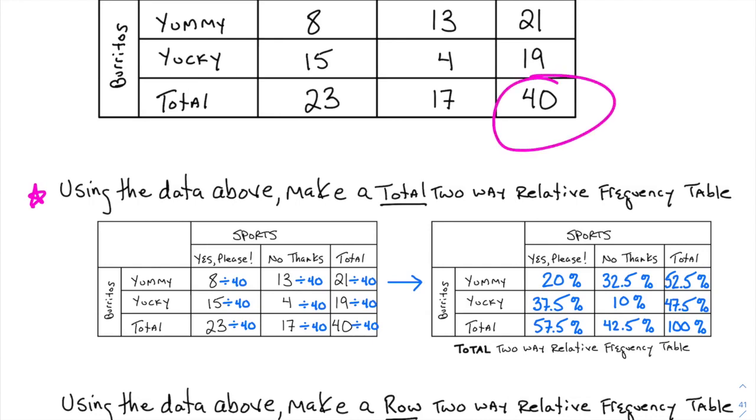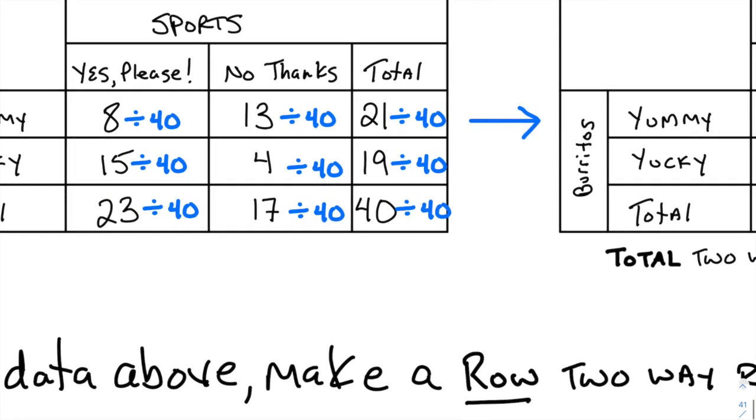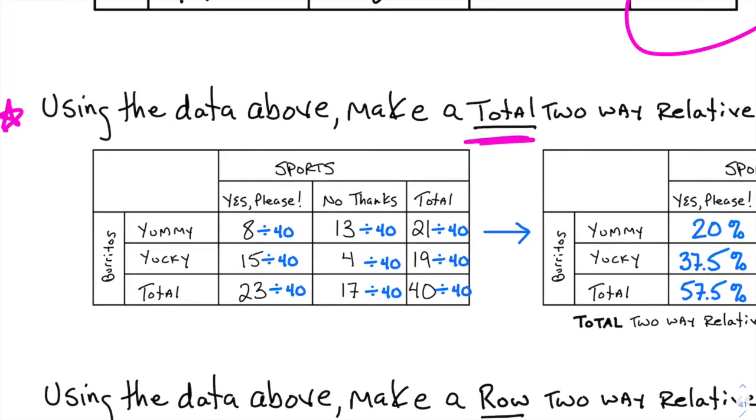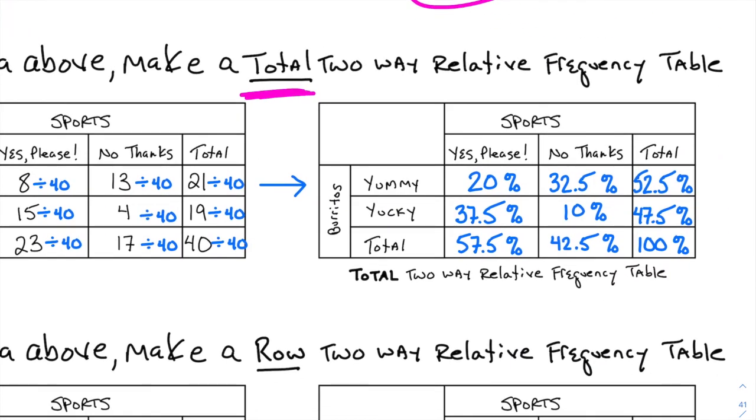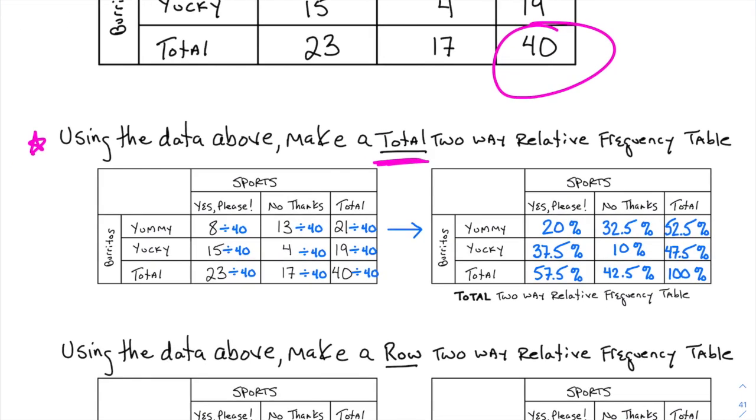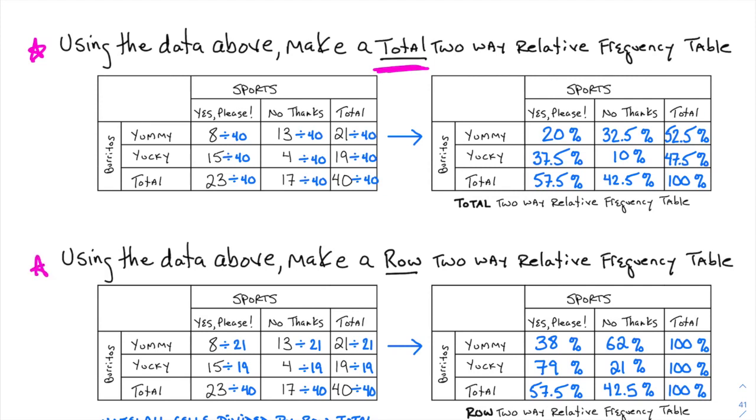Well, I know that there's 40 people in total, so literally all I do is take every one of my numbers and divide them by 40, because the problem tells me that it wants a total two-way relative frequency table. So I divide every single one of those things by 40, and I write in the percentages, and I'm done. That's it, right? So total, because total was 40, so I divided by 40. Let's look at the next one down.